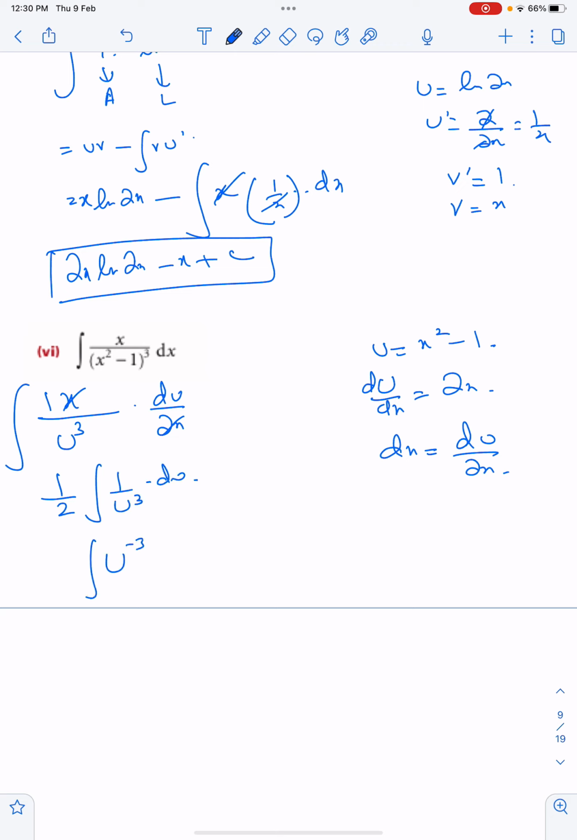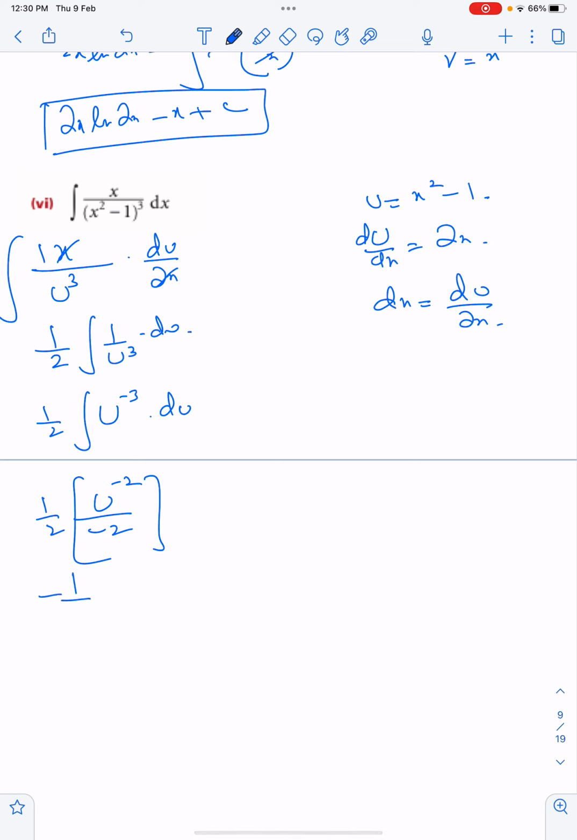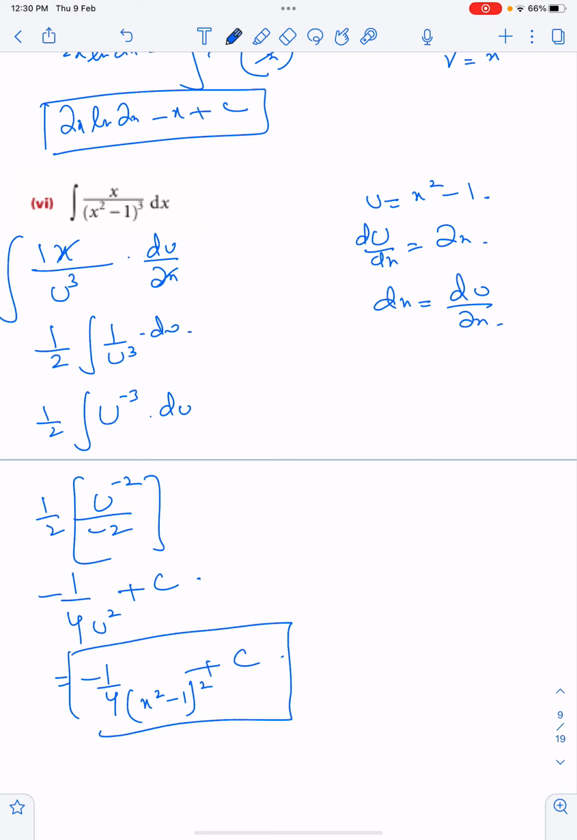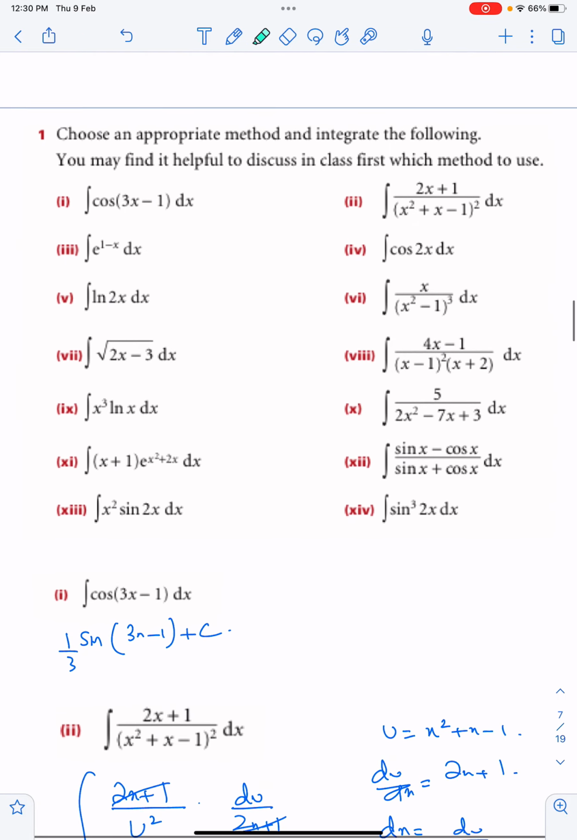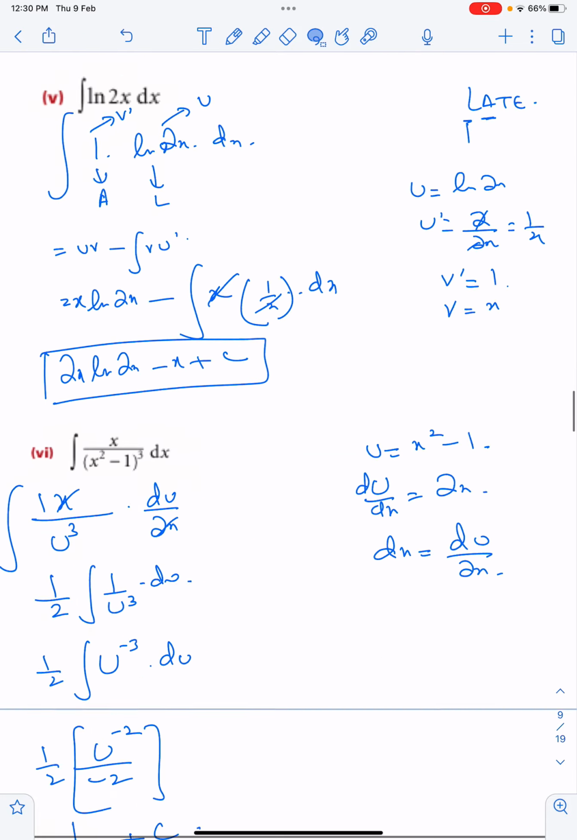u cube can be written as u to the power minus 3. Now, if I start with the integration, u to the power negative 3, so negative 3 plus 1 is negative 2, upon negative 2. So if we integrate it, it's minus 1 upon 4 u to the power 2 plus c. We know u was x square minus 1, so we can write minus 1 upon 4, x square minus 1 whole square, plus c. This is the final answer to the integration process. Okay, moving on to the next question. Question number 7.